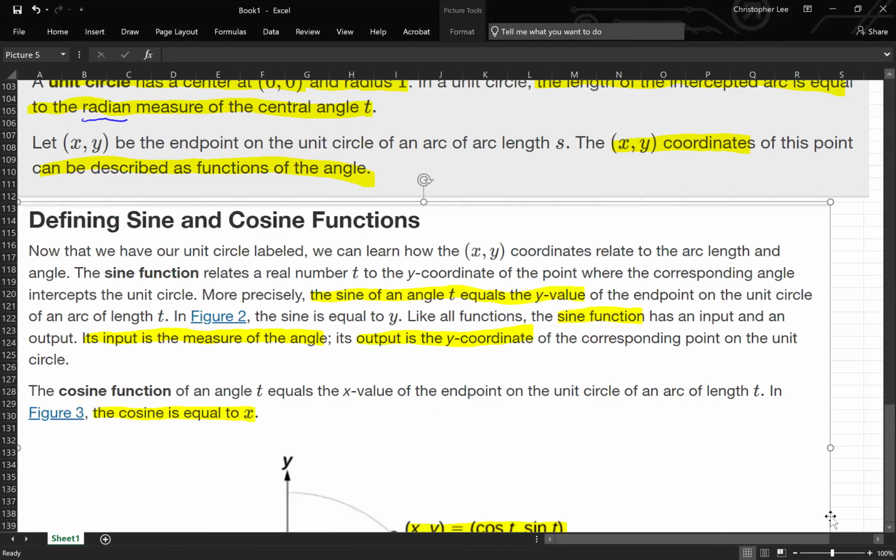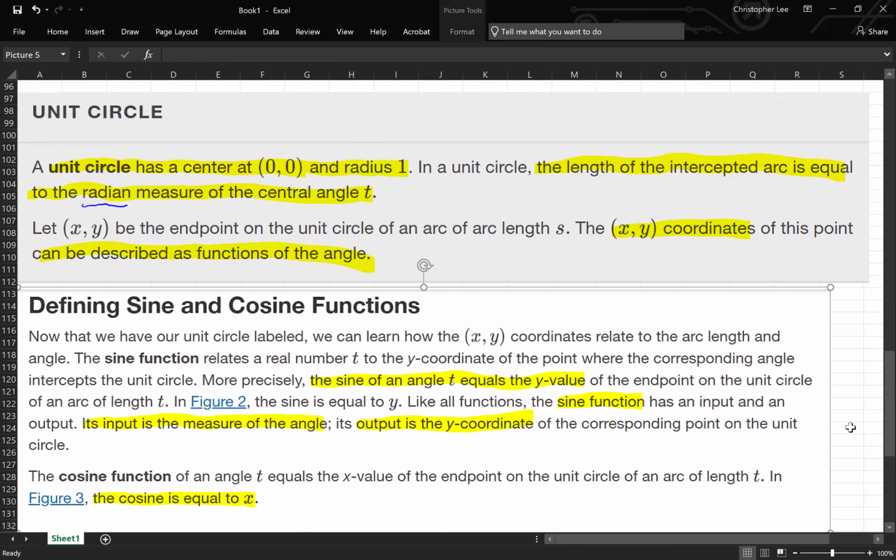So, defining sine and cosine. Now that we have our unit circle labeled, we can learn how the x, y coordinates relate to the arc length and the angle. The sine function relates a real number t to the y coordinate of the point where the corresponding angle intercepts the unit circle. More precisely, the sine of an angle t equals the y value of the endpoint on the unit circle of an arc of length t, as seen in figure 2. The sine is equal to y.